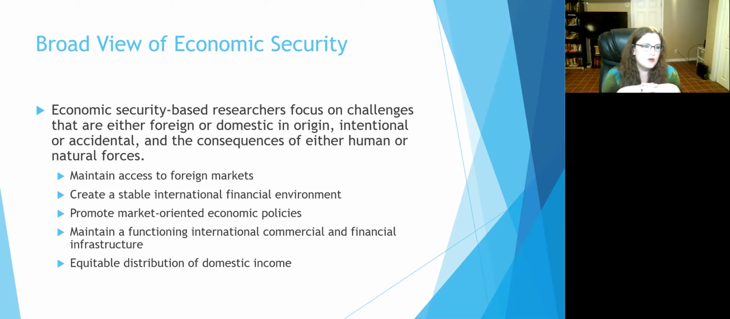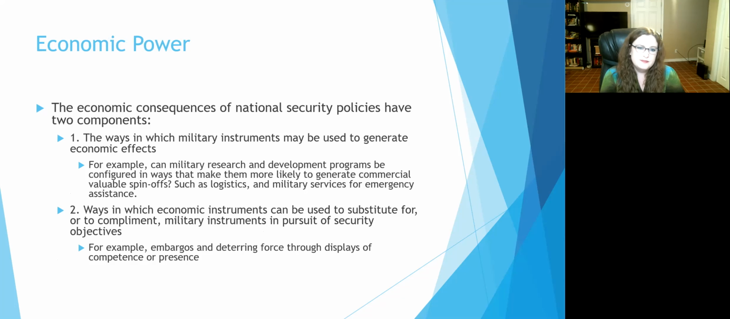A lot of their main goals are to maintain access to foreign markets, no matter what sort of incident is happening, whether intentional or accidental, human or natural force, domestic or international. How do we maintain access to foreign markets, create stable international financial environments, promote market-oriented economic policies, maintain functioning international commercial and financial infrastructure, and ensure equitable distribution of domestic income? It's essentially, how do we relate in this new global field in a way that hasn't necessarily been connected before? So that's the broad view of it.